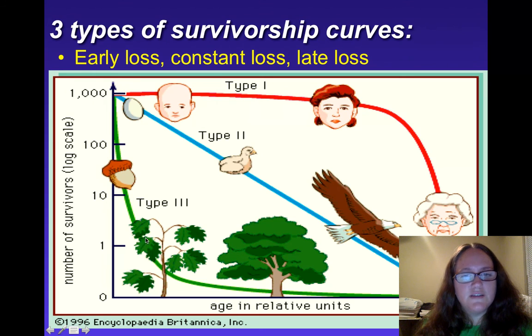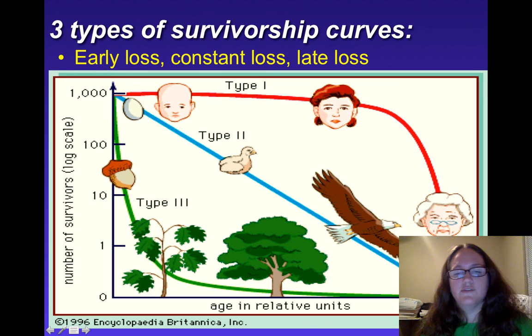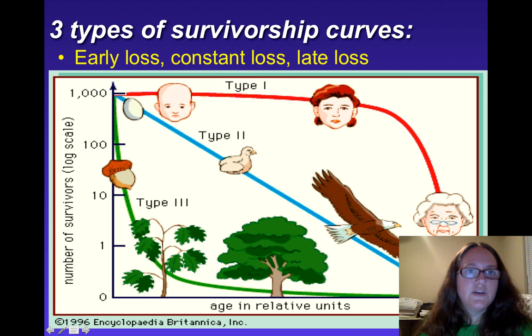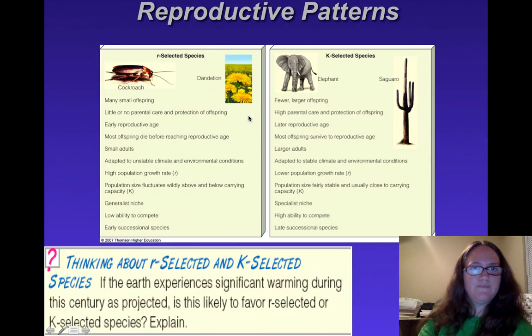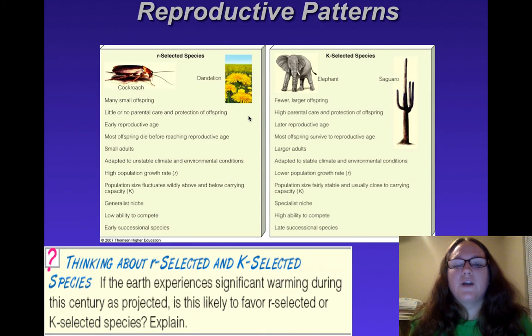Same thing with seeds, and you see in this acorn tree situation that there's a lot of death early on. Only a few of them are going to mature into mature trees. So that's early loss, constant loss, and late loss. And make sure you have examples.